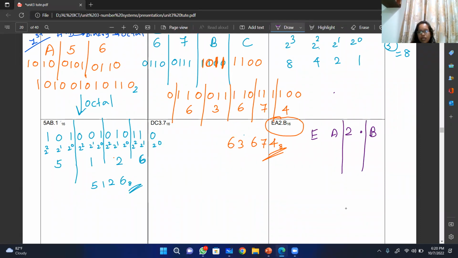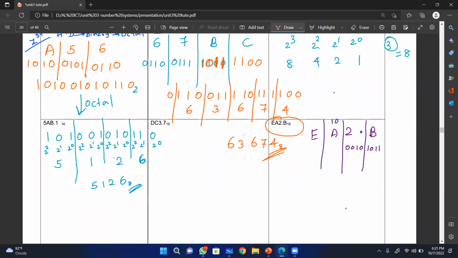Again, same method. Only the difference here is the decimal part. Just put it here and in the normal manner, just write down the binaries. Now we can take from above 1, 1 0 1 1. 2 is 0 0 1 0. How much is A? A is 10: 1 0 1 0.